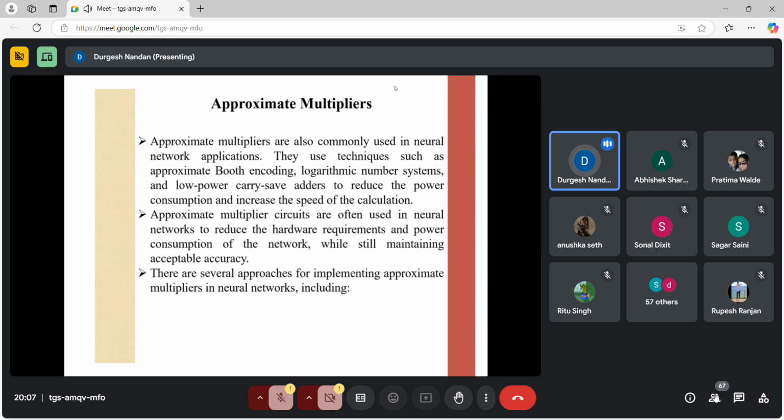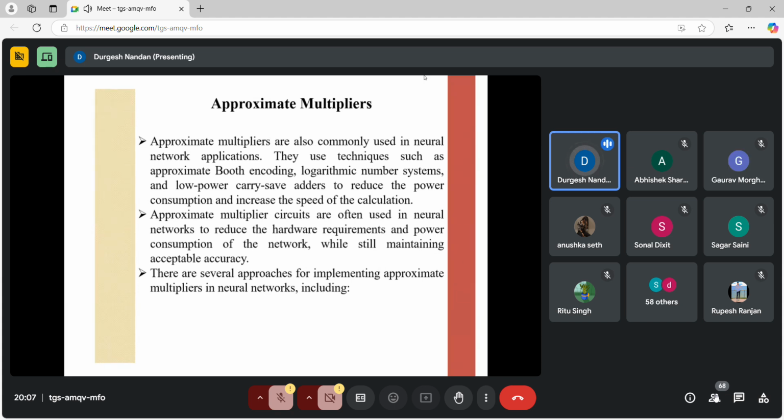From the name it is very clear that it is an approach of multiplication which does not provide the exact result; it provides an approximate result. There are a few popular techniques like approximate Booth encoding, logarithmic number system, and low power carry select adders. These are a few techniques which are used to perform approximate multiplication.